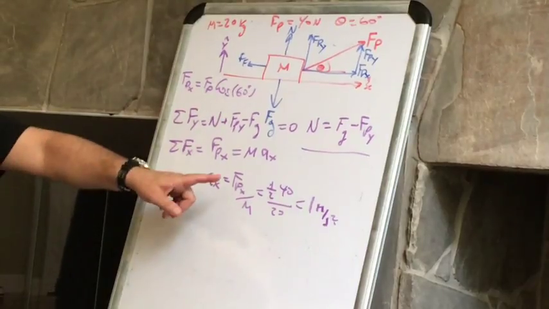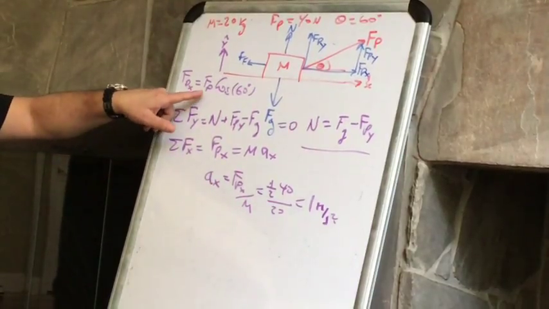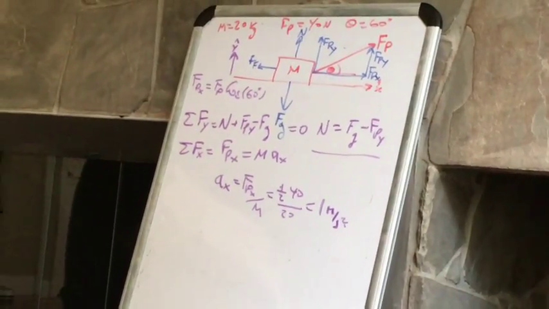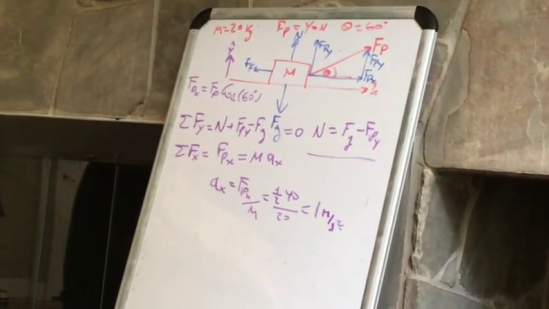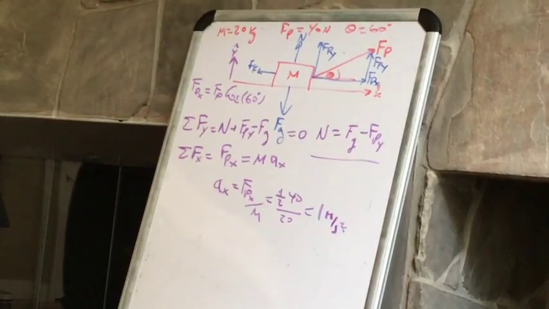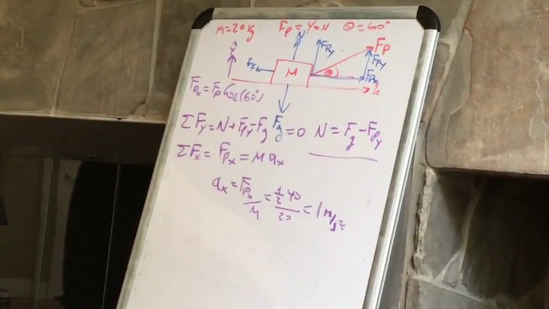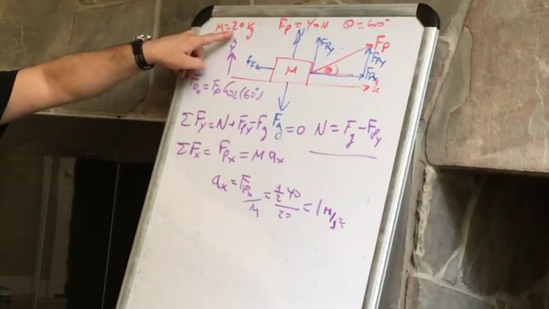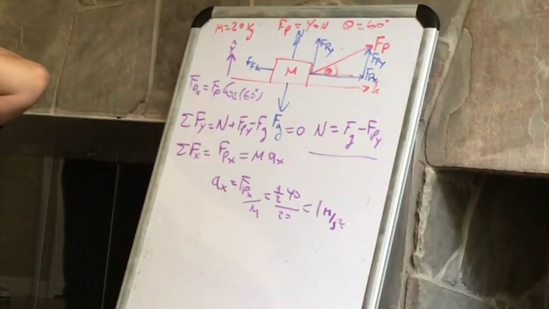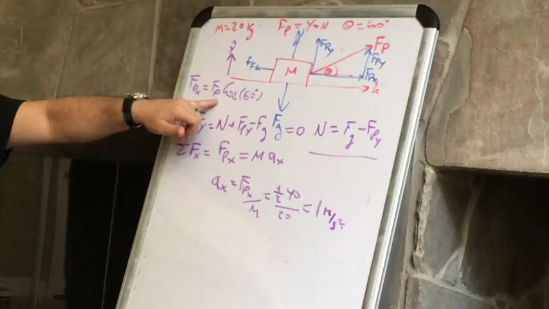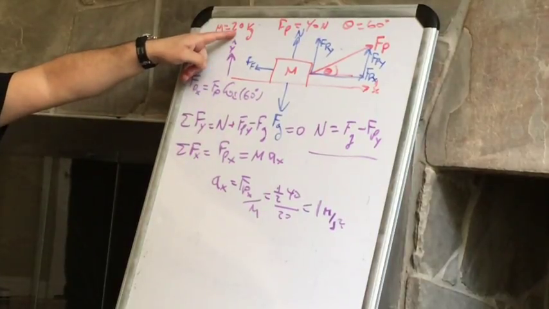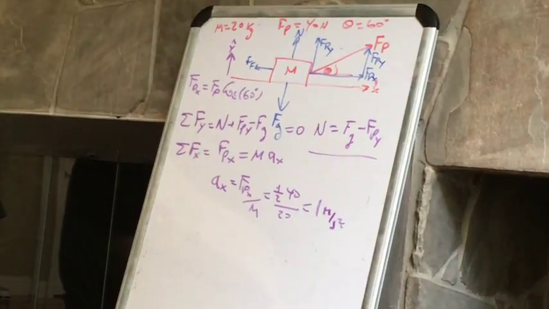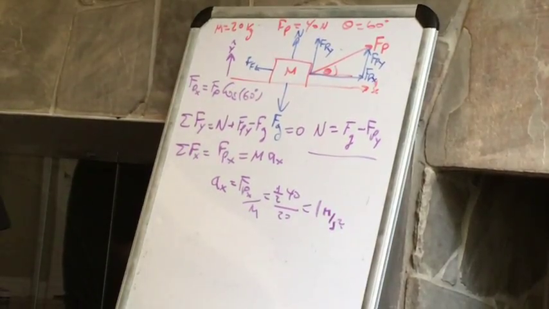As a matter of fact, if you take a calculator and calculate 20 times the sine of 60 degrees, what do you get? 17.3. So it's only 17.3 newtons, but the weight of this object is 20 times 9.8. So it's like 10% of its weight. You're nowhere near.